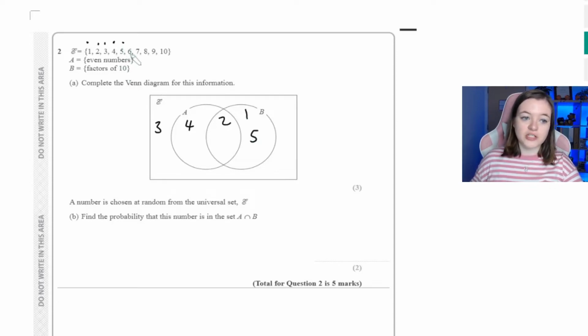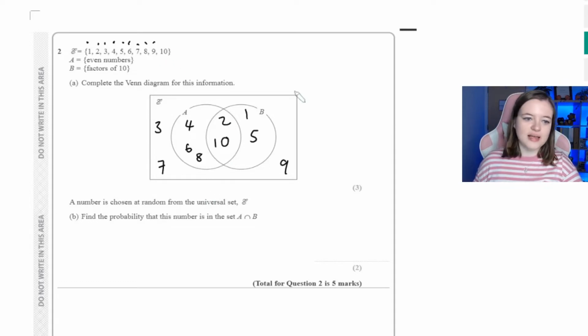6 is even, but doesn't go into 10, so that's going to go there. And 7, not even, not a factor of 10, that can go out there. 8, even, but not a factor of 10, that can go in here. 9, not even, not a factor of 10, that can go there. And then 10 is even, is a factor of 10, so that's going to go in there.